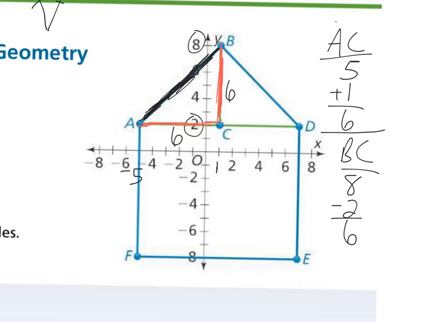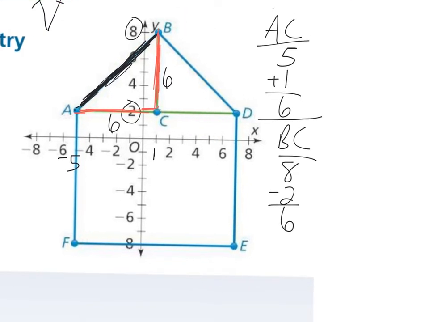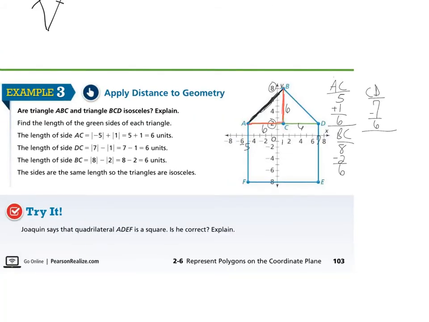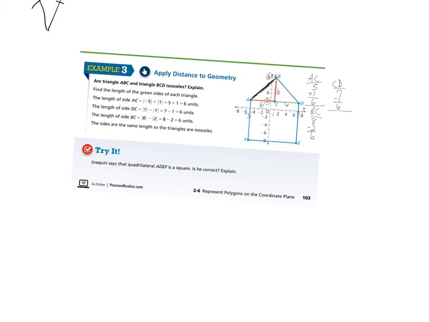And if we look at the other triangle, going from C to D, those are in the same quadrant, so we're going to subtract those. The x's go from 1 to 7, so from 1 to 7 is a difference of 6. And BC we already know is 6, so that would be isosceles as well. So you can see both of those triangles would be isosceles.